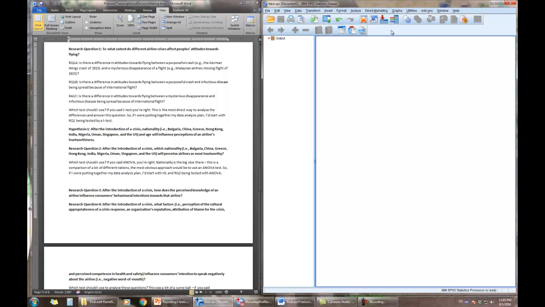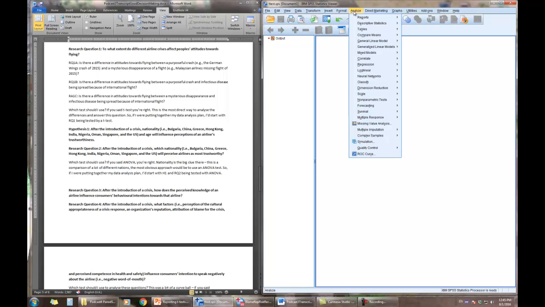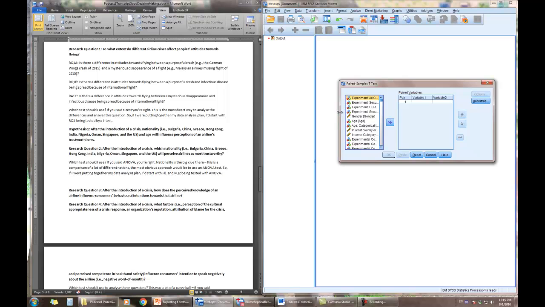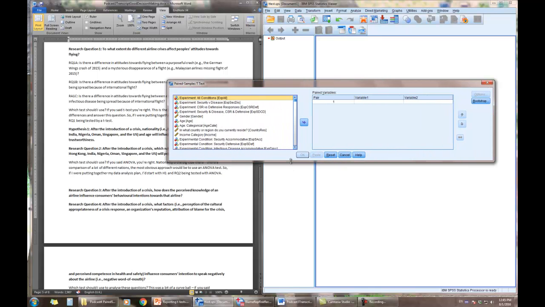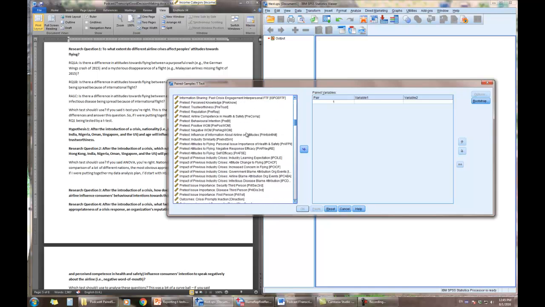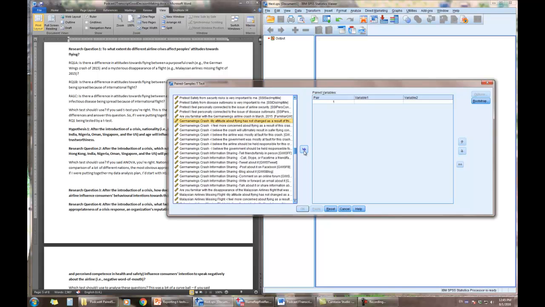So we go to our SPSS, we go to analyze, then we go to compare means, and over to paired samples t-test. Now let's move this over, and let's make it a little bigger so it's easier to see. And so what I'm going to be looking for are my particular experimental conditions, or in this case, the multiple measures based on the 3 different experiences. So here's the first, German wings, the purposeful crash, and we want to compare that to the missing crash attitude.